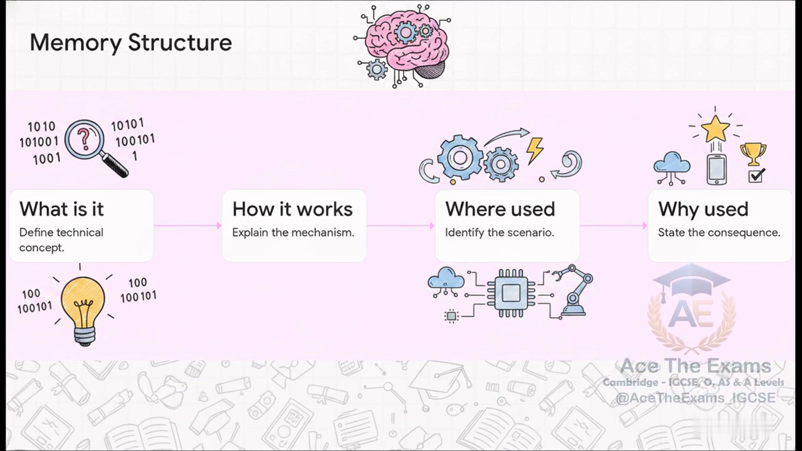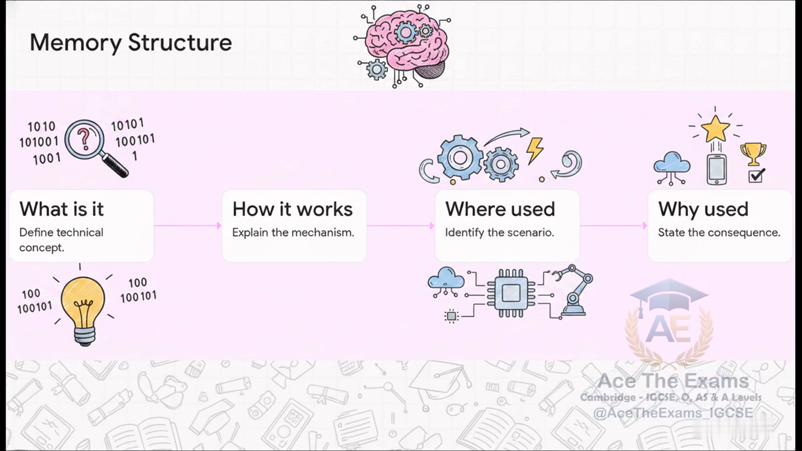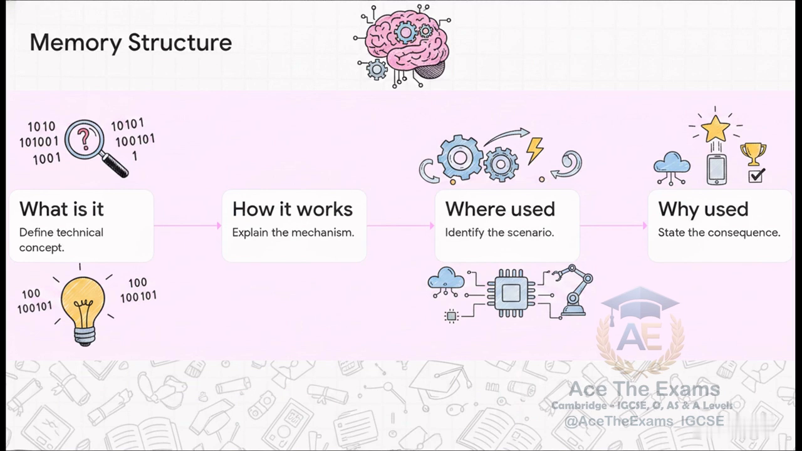And here is the absolutely crucial jump. Step 4, why is it used? State the concrete, practical consequence or the clear advantage over an alternative method. This 4-step structure is your safety net.